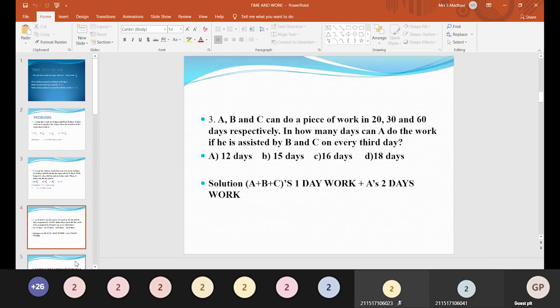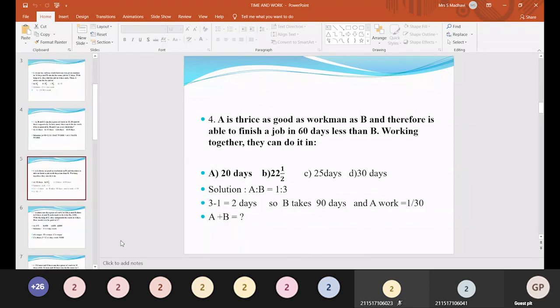Moving to the fourth problem. A is thrice as good a workman as B, and therefore is able to finish a job in 60 days less than B. Working together they can do it, and now working together, A and B combined can do it in how many days, they are asking.